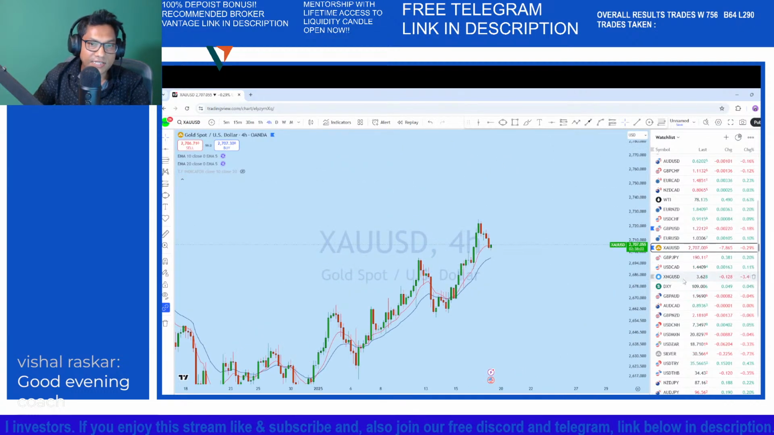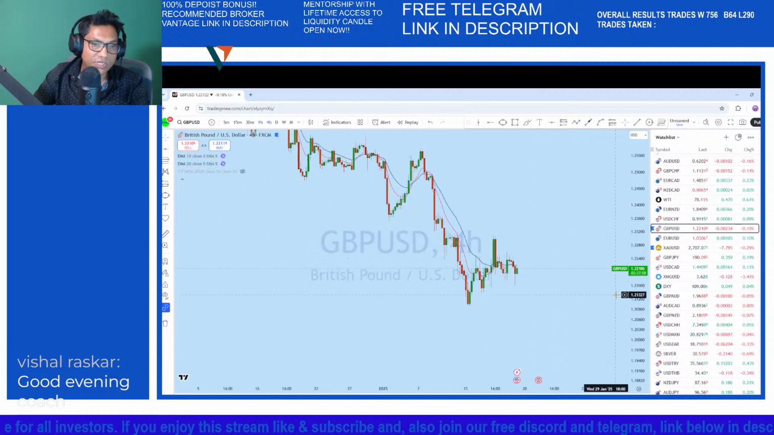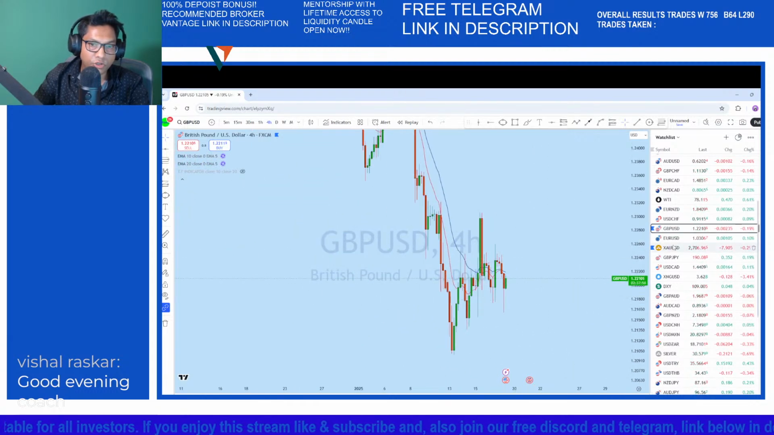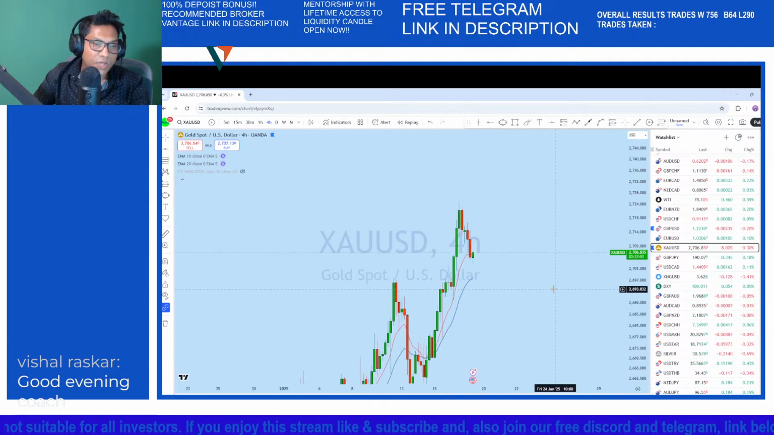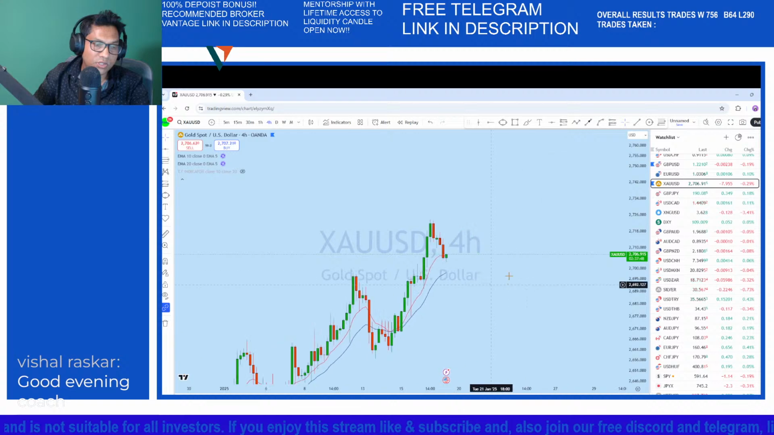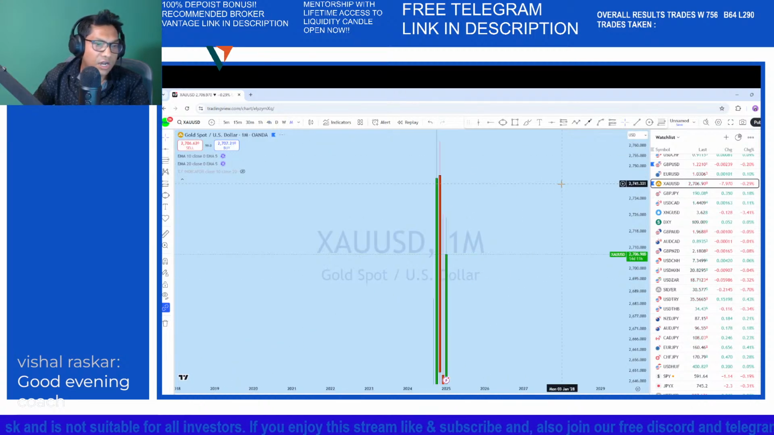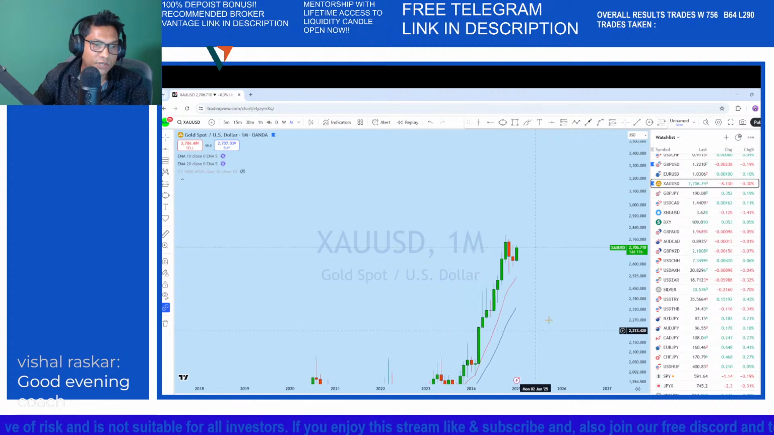Once we complete the XAUSD, we'll be looking at Euro dollar and GBPUSD as well to see where we can find trading opportunities. So let's look first at XAUUSD, and then we will be looking at Euro dollar and other pairs as well. Looking at the monthly chart on XAUUSD to see where we can find trading opportunity.